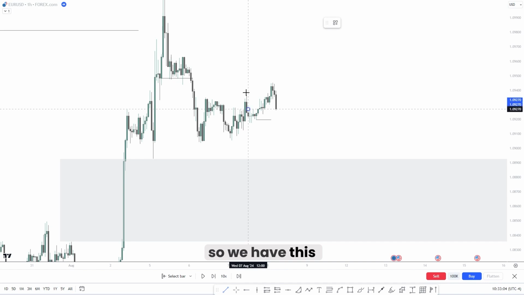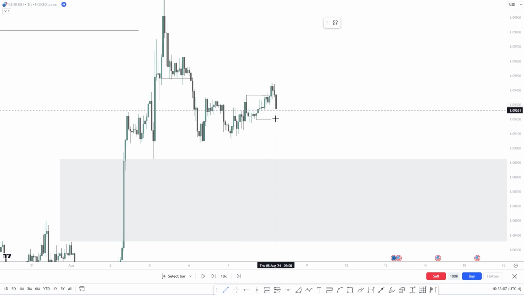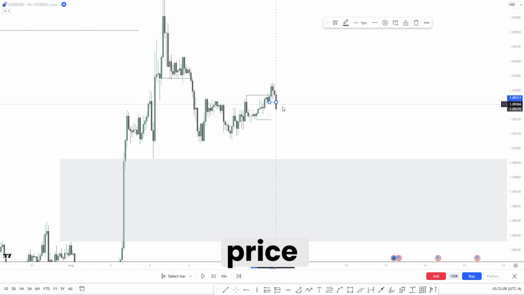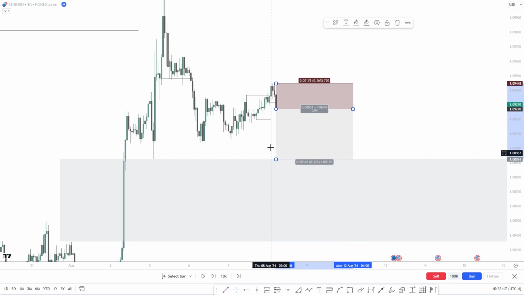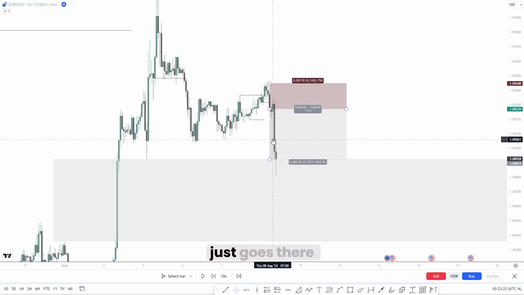Okay, so we have this high that is taken out. Then we have this candle and price closed below here. So this is our confirmation. This is my entry and this is what I would target. And you see price just goes there.